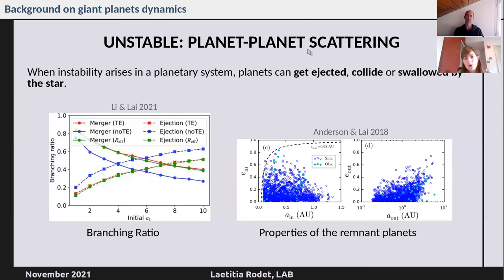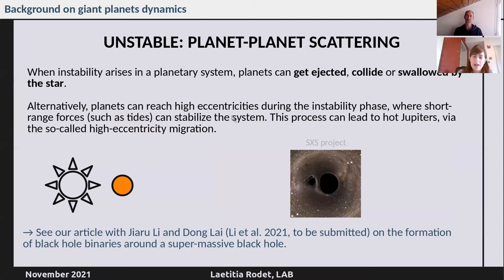There can also be a more complicated outcome on top of these three main outcomes. For example, you can excite the orbit of a planet until its eccentricity becomes very high, and then short-range forces, such as tides with the star, can decrease the size of the orbit and stabilize the system. This is called high eccentricity migration, and this process can lead to hot Jupiters. So there are many ways to create high eccentricity migration. Planet-planet scattering may not be the most common one, but it is probably one of them.